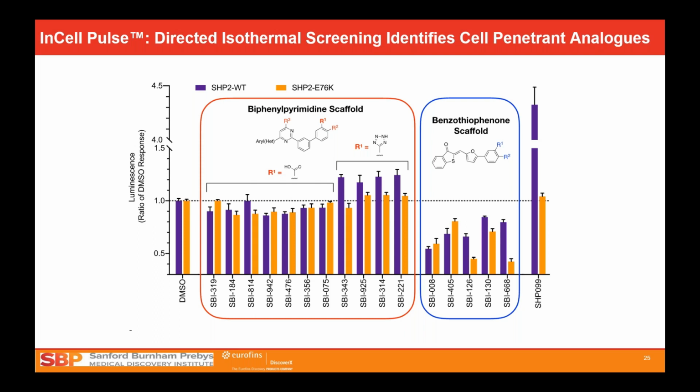Importantly, on the far right, for perspective, we had SHP0999 as a control, and just looking at the luminescence, it's much greater. It has a much greater effect in this assay than our compounds, which are probably not allosteric, but it's a useful perspective. And then again, using this, you can see that SHP0999 has a minimal ability to interact with the mutant form of the protein.